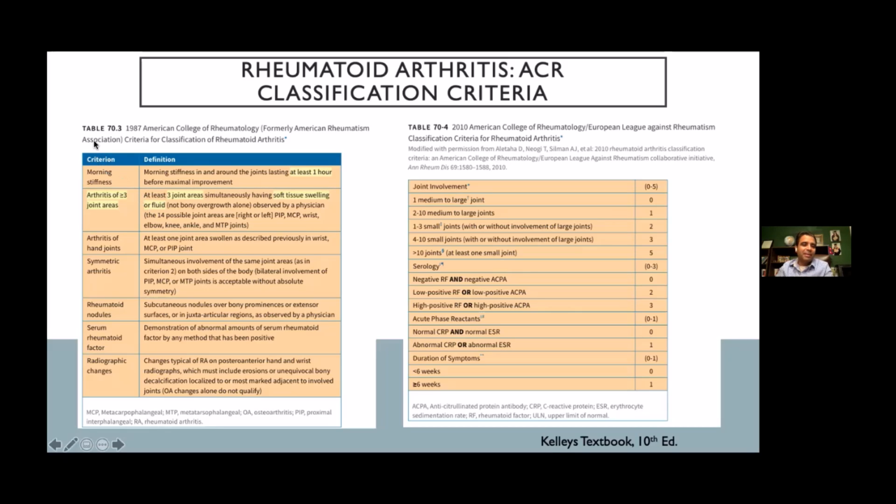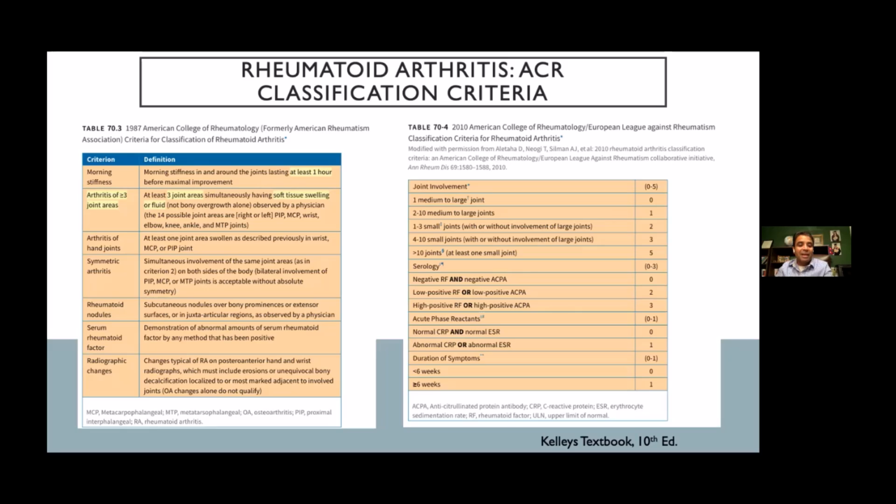The older one, the table 70.3, is called the 1987 American College of Rheumatology classification criteria. This is the older classification criteria that was revised in 2010. On your right side, it is more revised. And the purpose of the revision was to diagnose rheumatoid arthritis early so that we could treat them early.